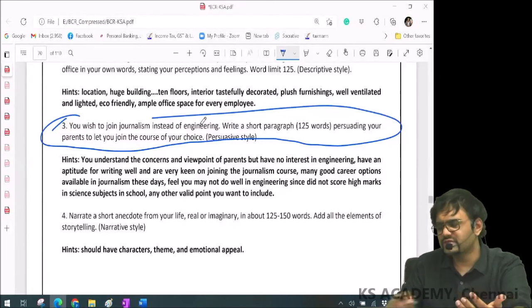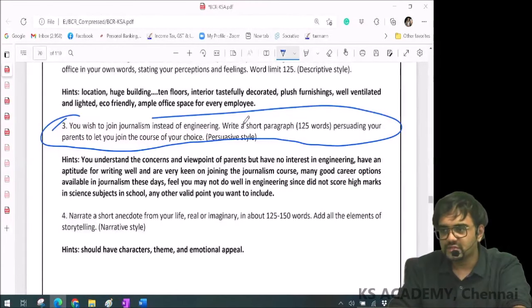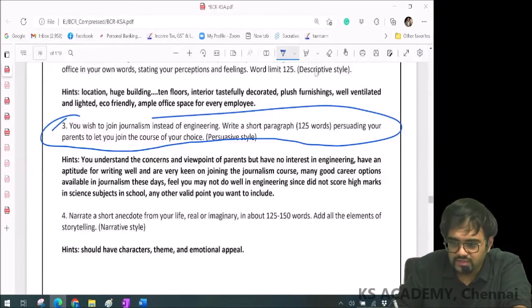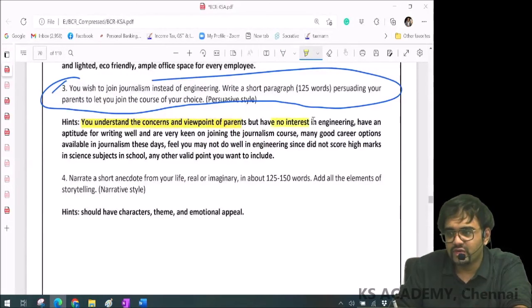But what will you say when you want to persuade somebody? Will you also tell them that they are good? I mean, whatever they are saying, correct or wrong, will you say that? Yes. So when you are persuading somebody, that's why I'm giving you a hint here. First, you should understand the concerns and viewpoint of parents. But you should say that you have no interest in engineering. You should tell them that I understand your viewpoint, but I have no interest in engineering. You should say that you have an aptitude for writing well, and you are very keen on joining the journalism course.